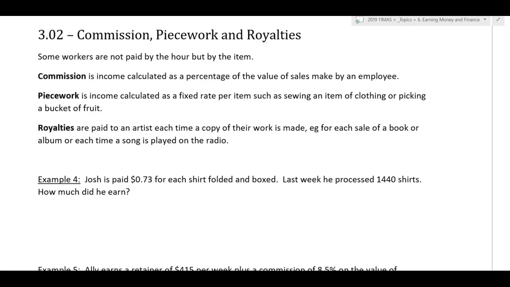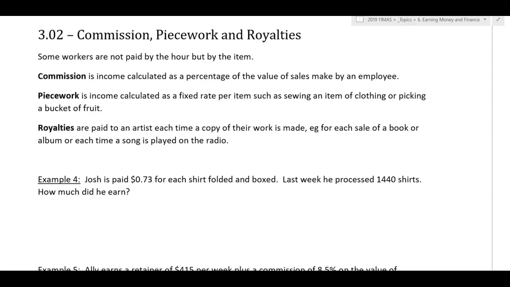In the last exercise, we talked about calculating someone's earnings, someone's pay, according to wages or salary. Commission, piecework and royalties are other ways of calculating people's earnings. A commission is calculated as a percentage of the sales that you have made. So for people who sell things like maybe real estate or cars, they might be paid a commission.